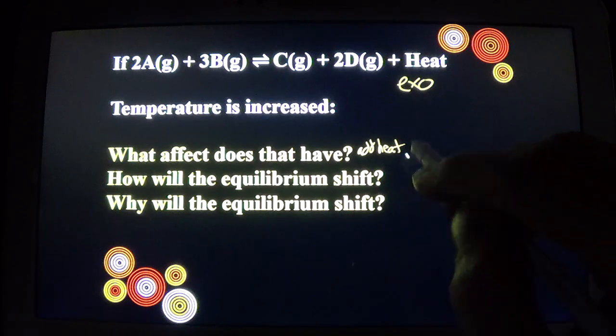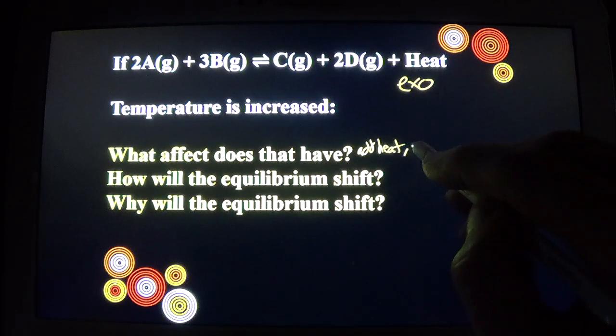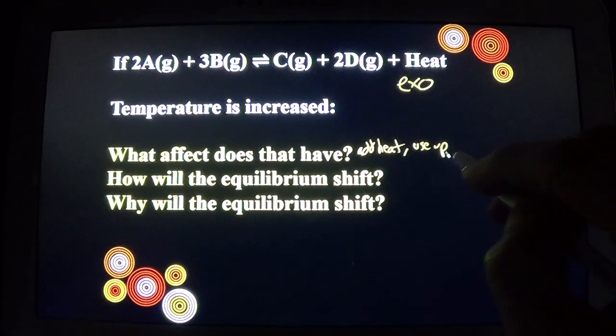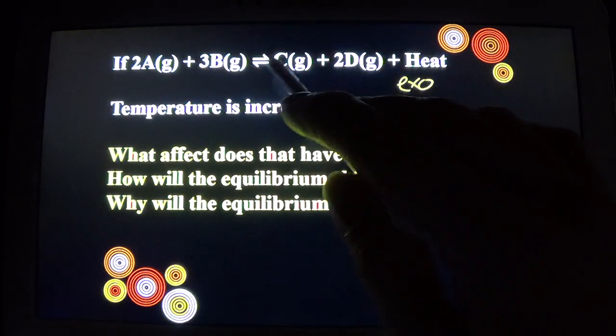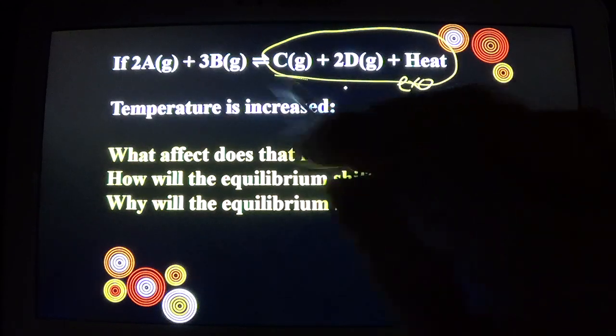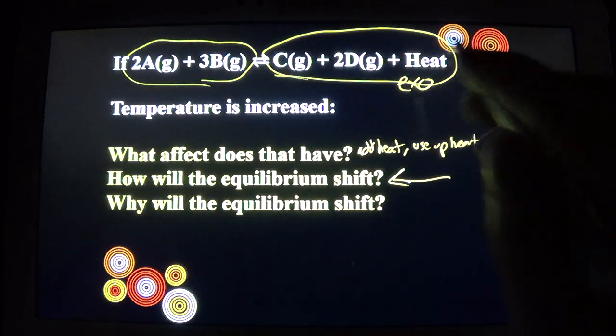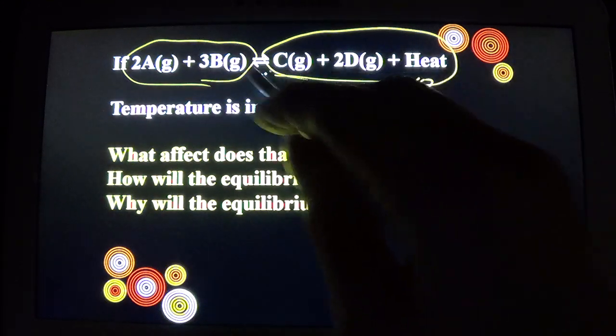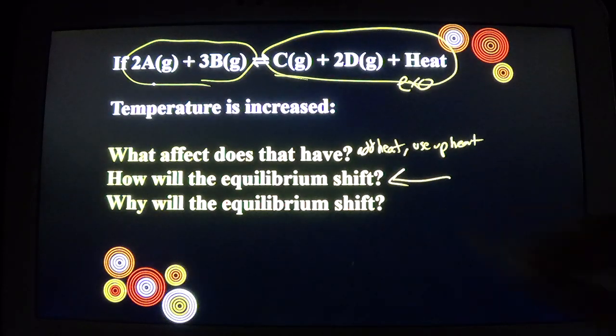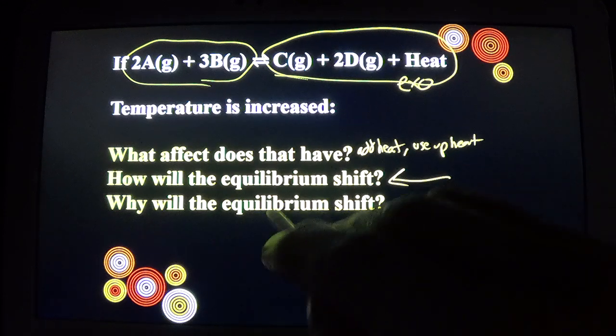What's it going to do? That's the opposite of that. It's going to try to use up heat. How is it going to use up heat? Make this side of the reaction reactants, this side products, shift to the left. Use up that heat as you use up D and C to make A and B. Shift to the left. Why will this equilibrium shift? Again, it's not going to be a discussion of Q versus K anymore. It's now a discussion of we have a new K, and what is that new K going to be?